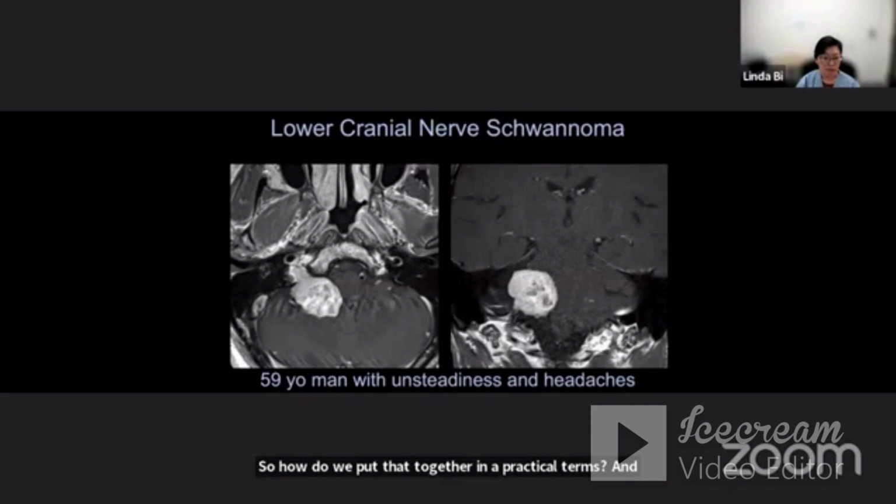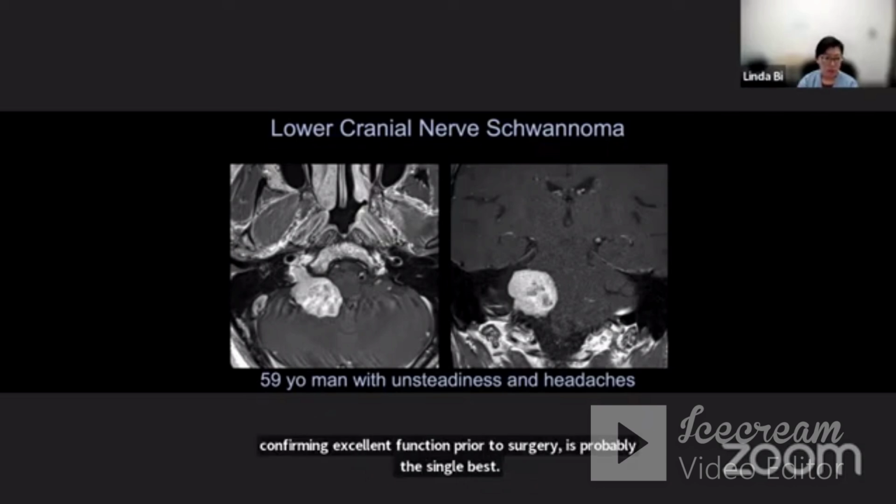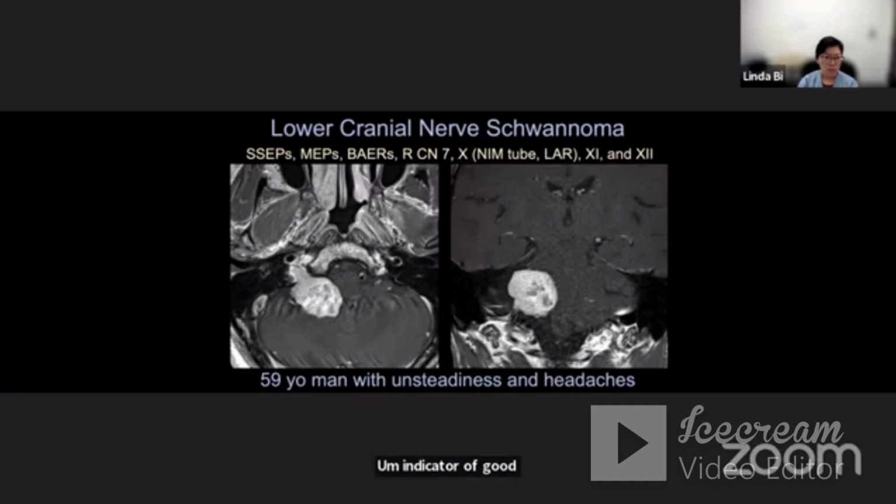So how do we put that together in practical terms, and when do we use what types of function? Well, this is a straightforward example of a lower cranial nerve schwannoma extending into the jugular foramen, as we already heard from several lectures, including Kantaro's beautiful example of one of these tumors. This is a 59-year-old man who presented with unsteadiness and headaches and had very good swallow and voice function pre-op. Confirming excellent function prior to surgery is probably the single best indicator of good function following surgery. So in a case like this, for me, this is earlier on, before we had refined corticobulbar motor potentials for lower cranial nerves.